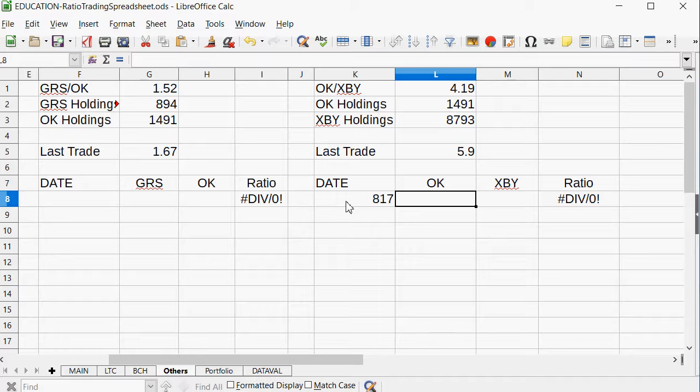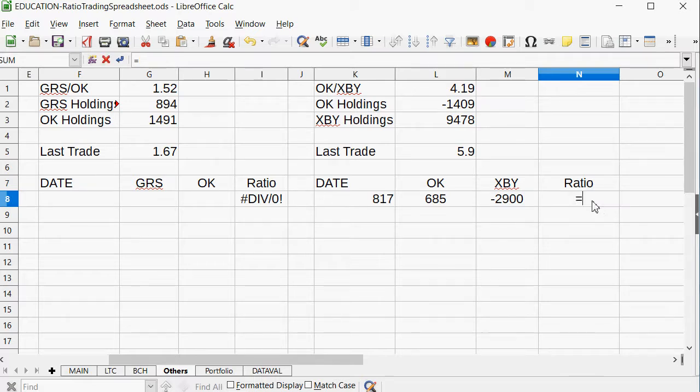Okay, so owning 8,000 XBY, maybe you sell 2,200 of them off, even 2,600. I'll do 29, I guess. I went to push 6, but it came up with a 9. And we'll divide that number by 4.19, which is what the ratio would be at the time. So you'd end up getting somewhere around 685, we'll say. And then we'll divide this by that. And I'm going to have to left align the date.